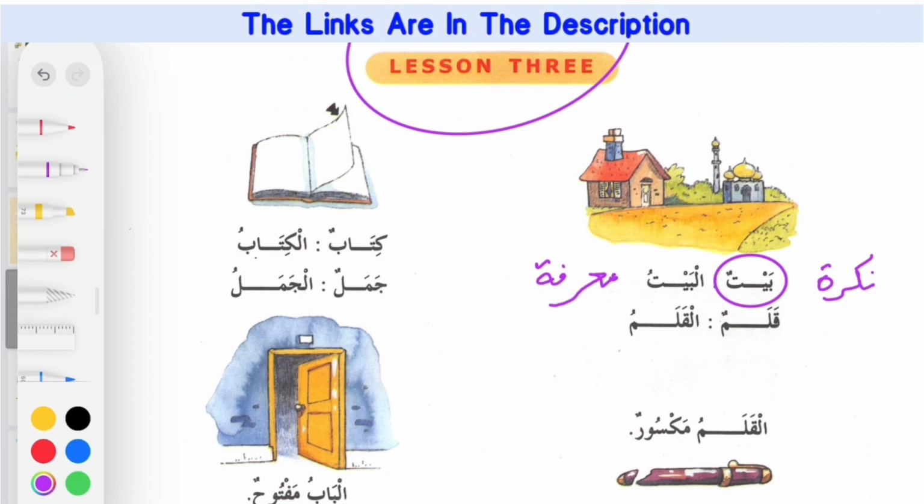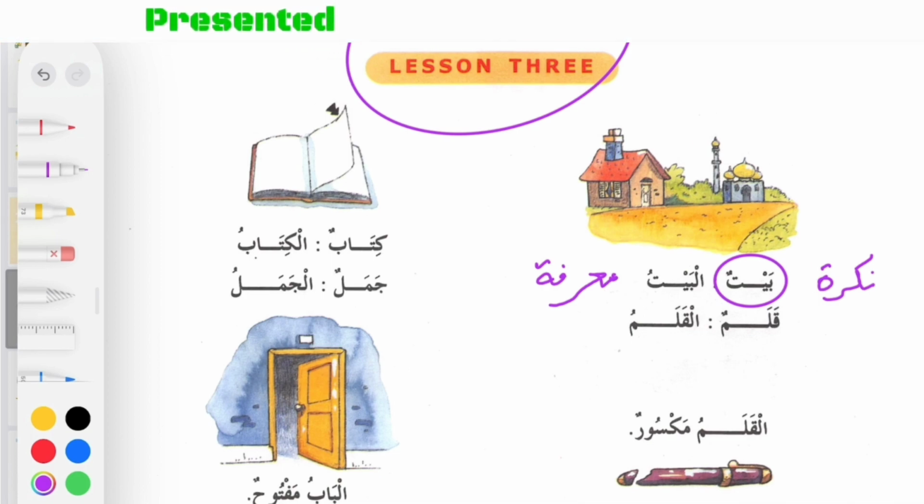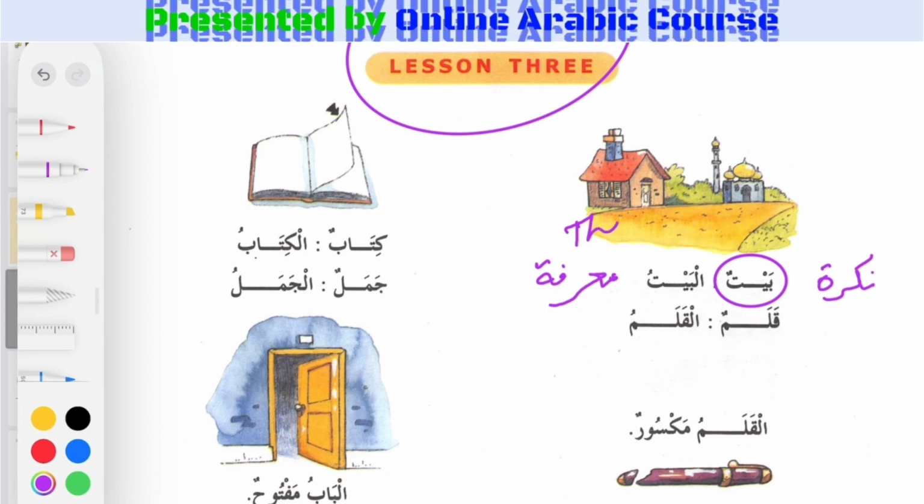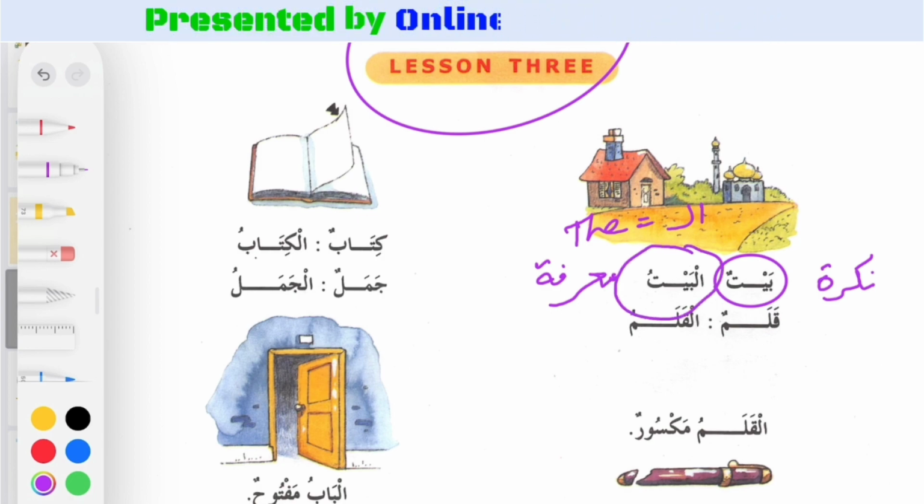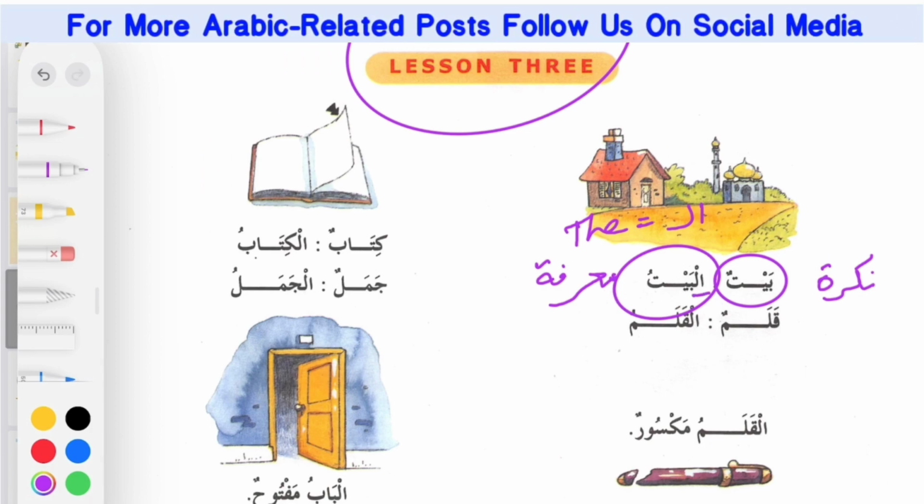So baytun, a house. As far as ma'rifa is concerned in Arabic, ma'rifa is definite, and we have the definite article in English, the. The stands for al. So we'll translate ma'rifa using the. That's why we'll say al-baytu, the house, because al stands for the. So al-baytu means the house.